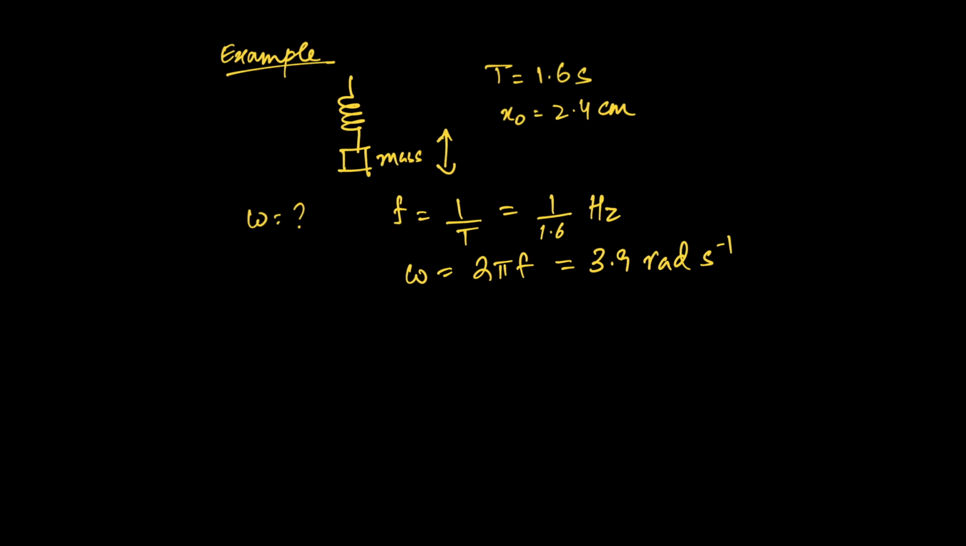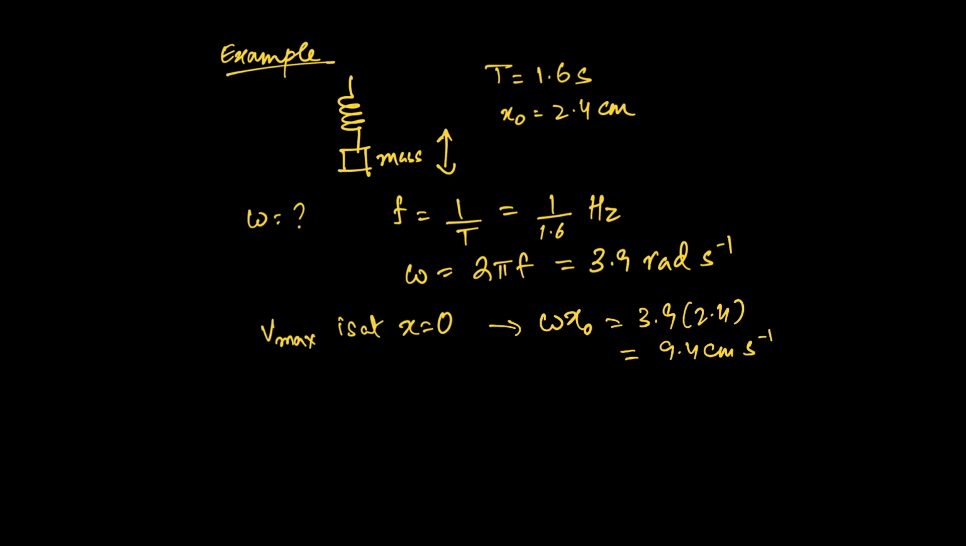And then you have the question, what's the maximum speed that this mass is oscillating at? So our v max is at x equals 0, which is equal to omega x naught, which is equal to 3.9 times 2.4, and that gives us 9.4 centimeters per second. So let's keep going.